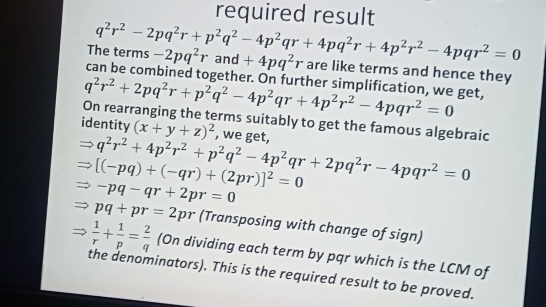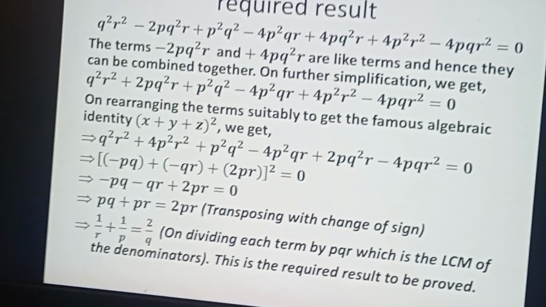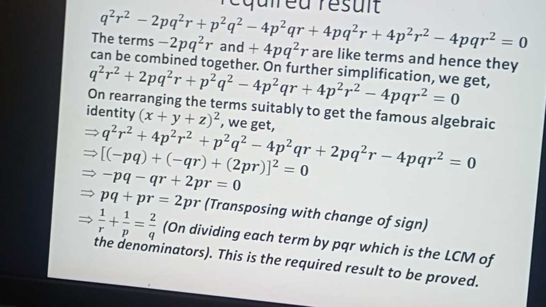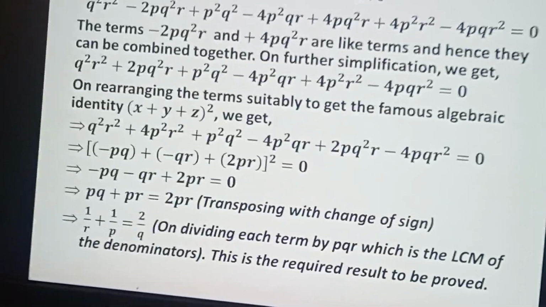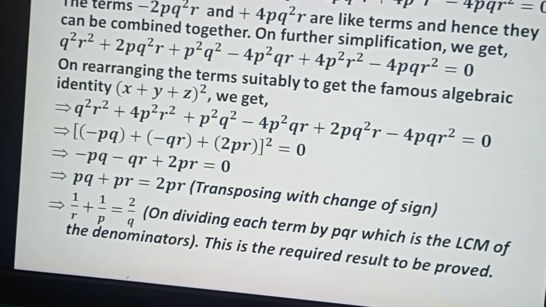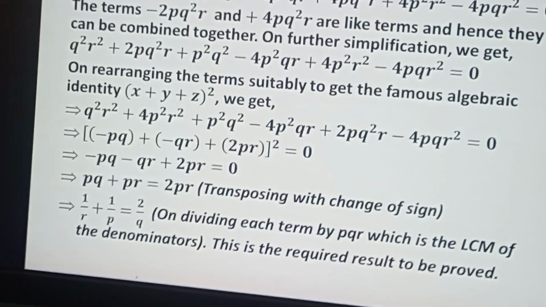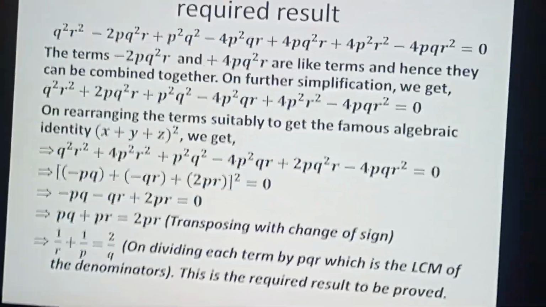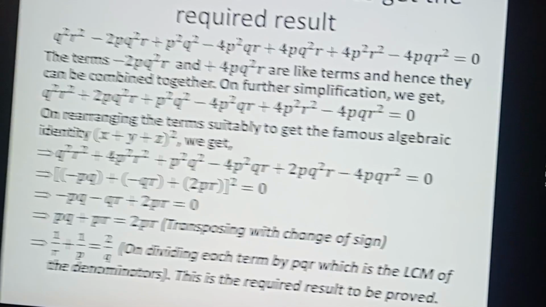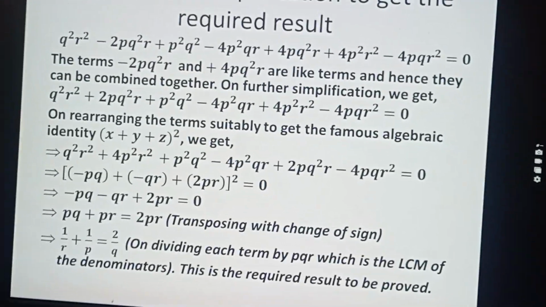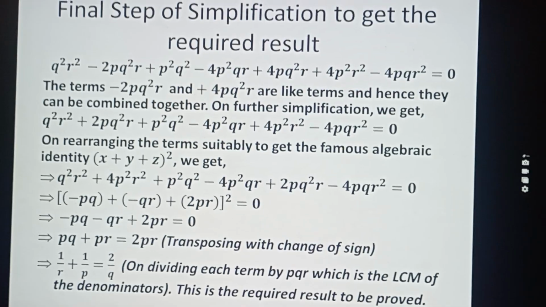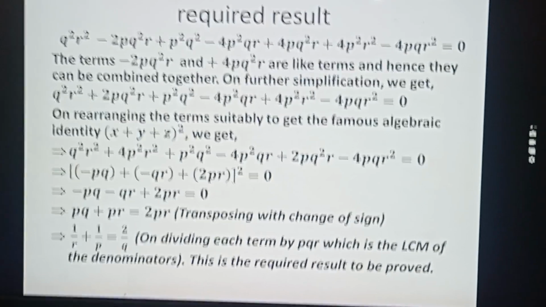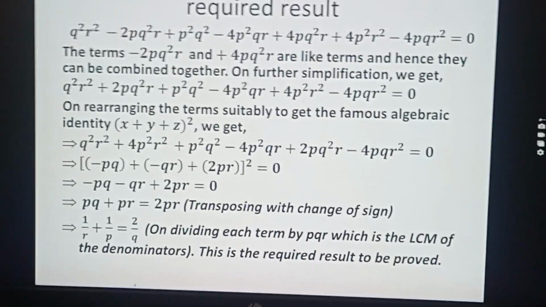So on dividing each term by PQR, which is the LCM of the denominators, we would get the required 1 by R plus 1 by P is equal to 2 by Q. This is the required result to be proved. But it was really complicated, I think so. It requires a rather high level of manipulation skills, and try to work it out.